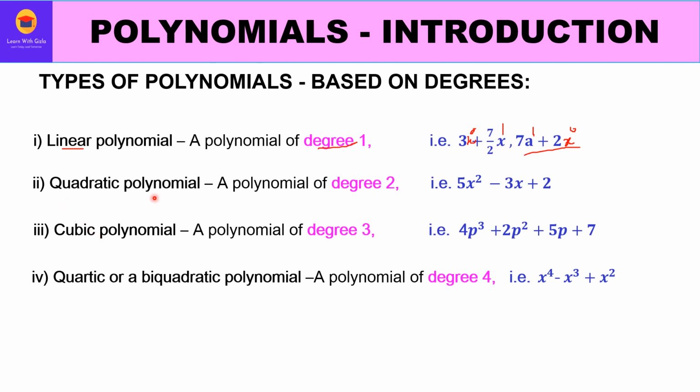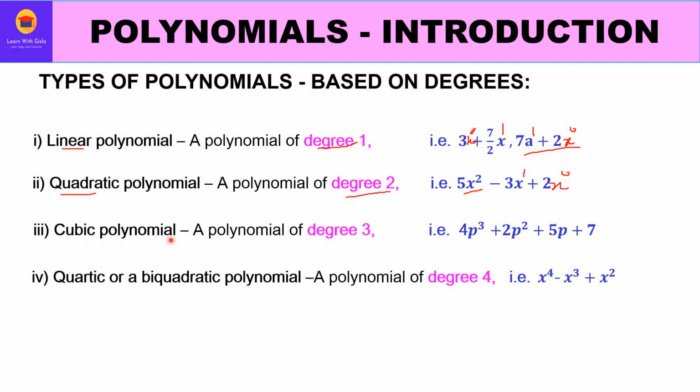Next comes quadratic polynomial. A polynomial of degree 2 is known as quadratic polynomial. For example, 5x square minus 3x plus 1. Now over here, x is raised to power 2. Over here, x is raised to power 1. Over here, x is raised to power 0. Highest is 2. So degree is 2. So it is called quadratic polynomial.